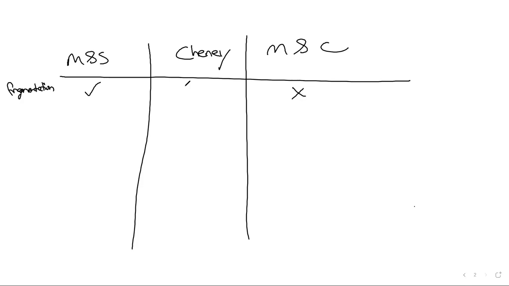Cheney also does not have a fragmentation problem. Why not? Because if you think about it for a second, we copy all the live data into one location, and everything else is just free list, and everything else has been recycled. So when it comes to fragmentation, Cheney and mark and compact do not have the problem, while mark and sweep does have the problem.